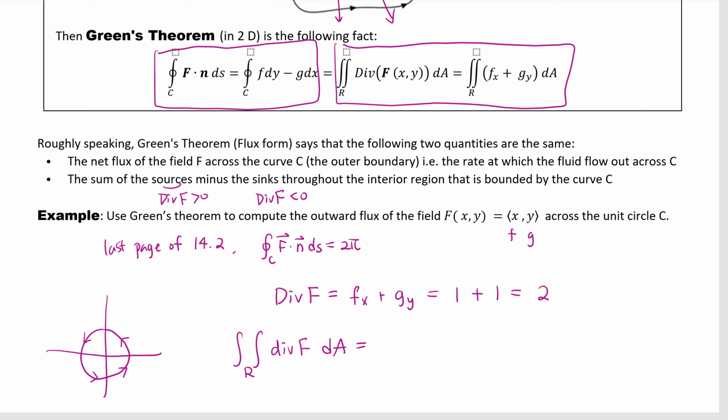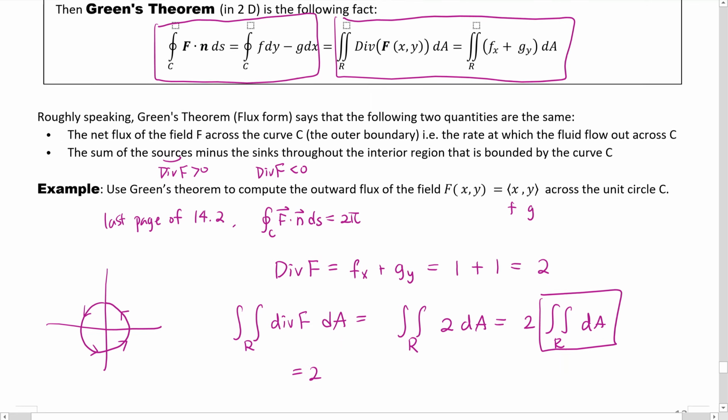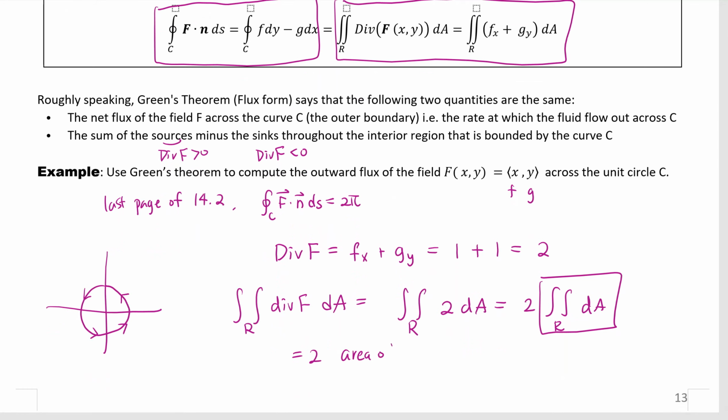Then, the double integral of the divergence dA. You see, here the divergence is a constant, so we can pull it outside. Now what is this remaining integral? It is just the area of the region R, but R is a unit circle. The area is pi r squared, but r is 1, so pi times 1 squared. So the answer is 2 pi. Yes, it's the same. So far, so good, everybody.